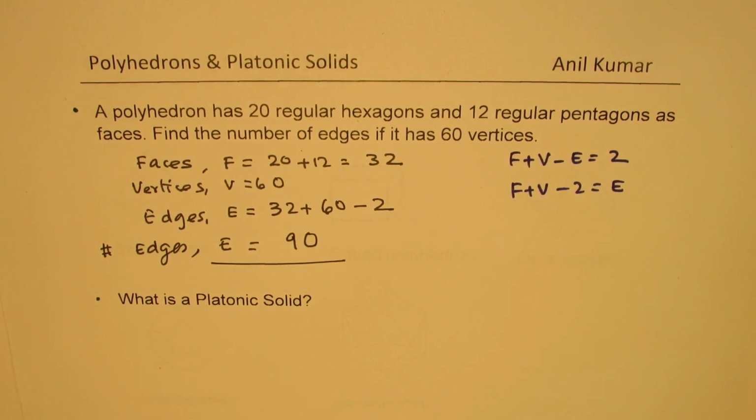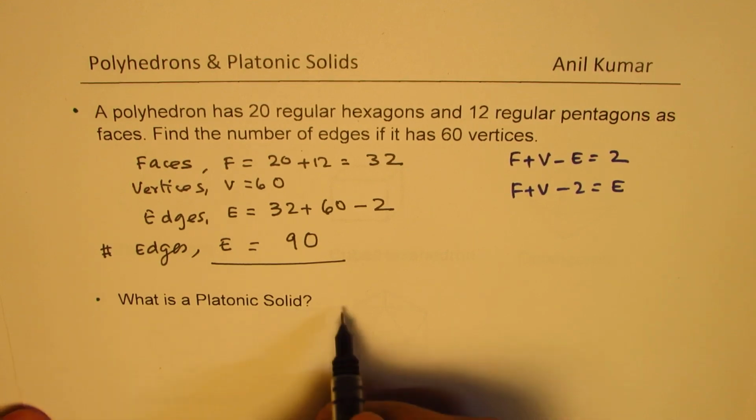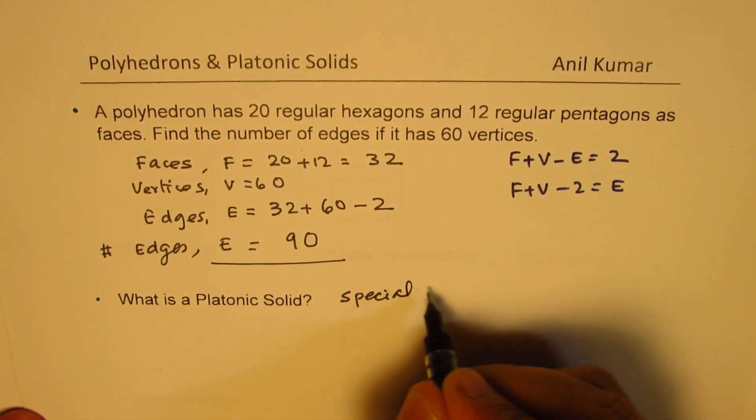Now here is another very interesting question, and that is about Platonic solids. What is a Platonic solid? That's a very common term, most of the time used whenever we talk about polyhedrons. So in a polyhedron, there is a special kind of polyhedron.